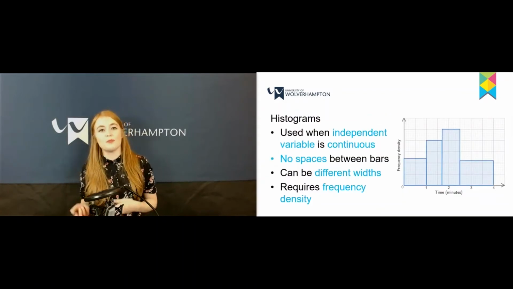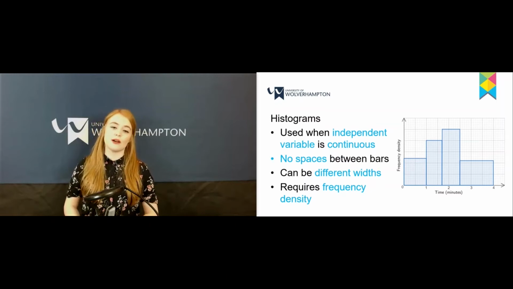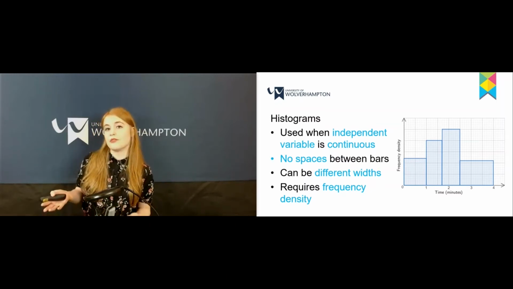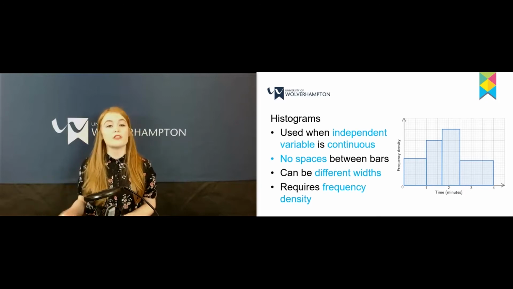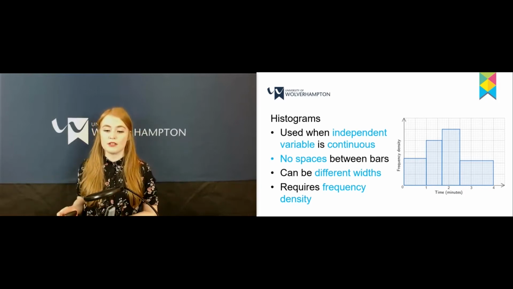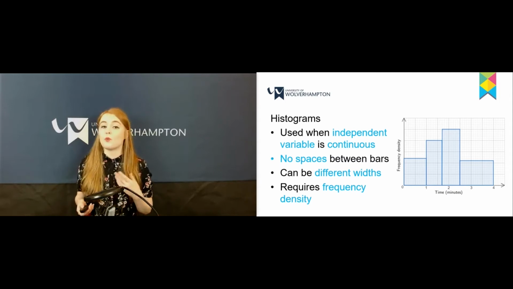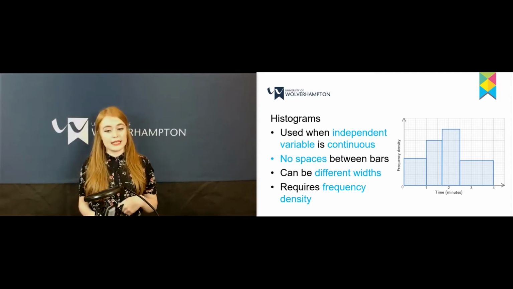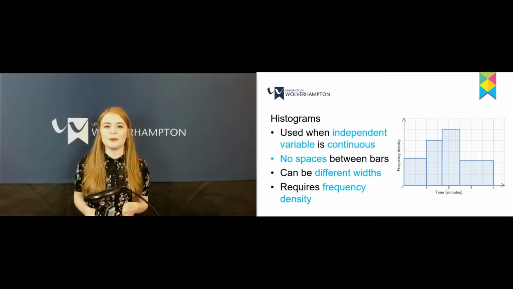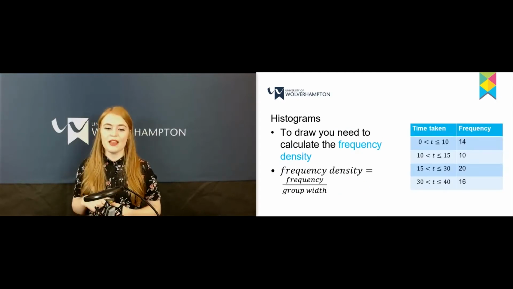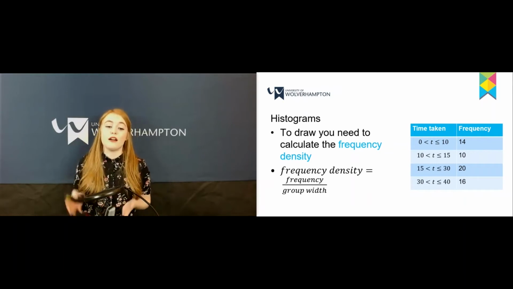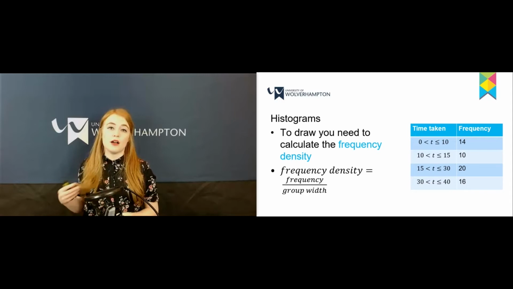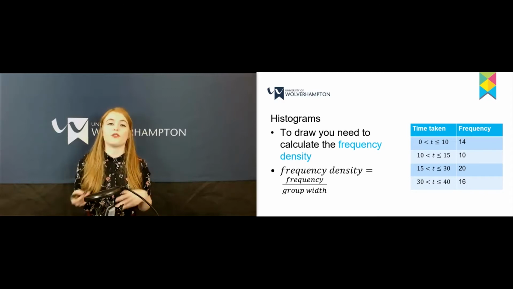Another important type of graph that we come across are histograms, and they're used when the independent variable is continuous, for example, time. So there's no spaces between the bars, and the bars can actually be different widths. Our y-axis is made of frequency density, which sounds kind of scary, but we will go through it in a bit. So if we're drawing, we need to calculate the frequency density from our data first. We do it by dividing the frequency by the group width.